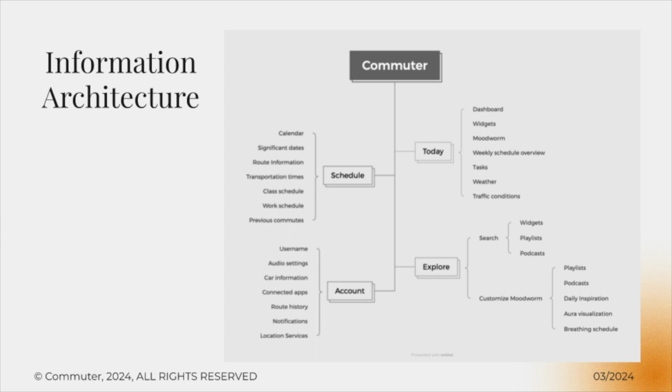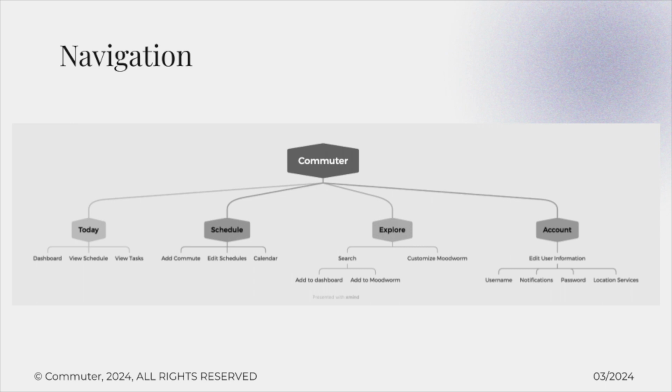The Today tab will contain their dashboard, their widgets, their mood worm, their weekly schedule overdue, their tasks, weather, and traffic conditions. And finally, the Explore tab will allow users to search for things like widgets, playlists, and podcasts, as well as customize their Moodworms playlist, podcasts, daily inspiration, aural visualizations, and breathing schedules. This slide goes over the navigation structure for Commuter, which again consists of 4 branches: Today, Schedule, Explore, and Account.